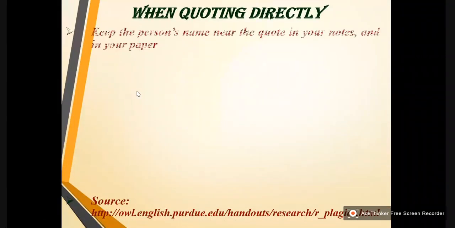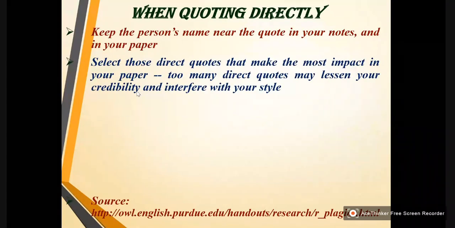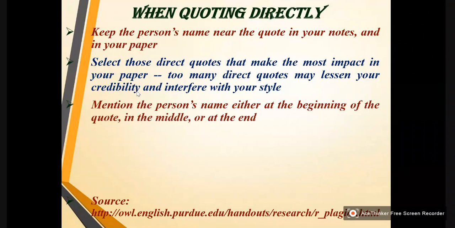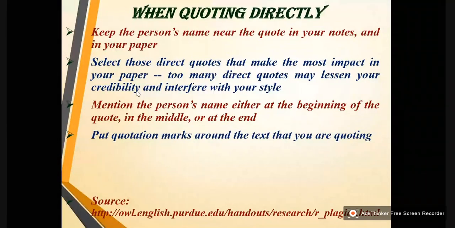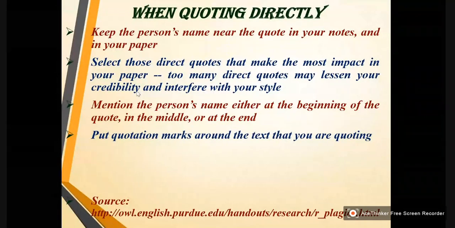When you are quoting directly, keep the person's name near the quote in your notes and in your paper. Select those direct quotes that make the most impact in your paper. Too many direct quotes are not allowed, or they will lessen your credibility. Mention the person's name either at the beginning of the quote, in the middle, or at the end. Somewhere you have to mention. Put quotation marks around the text that you are quoting.